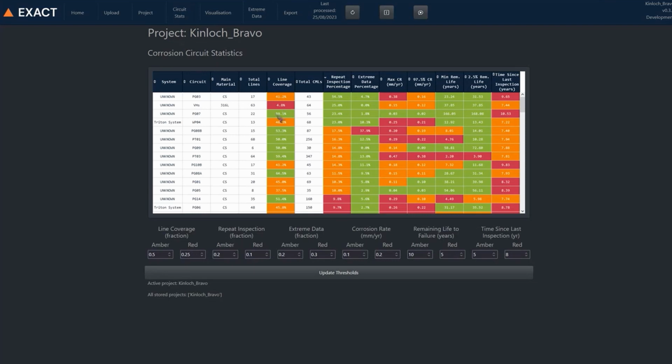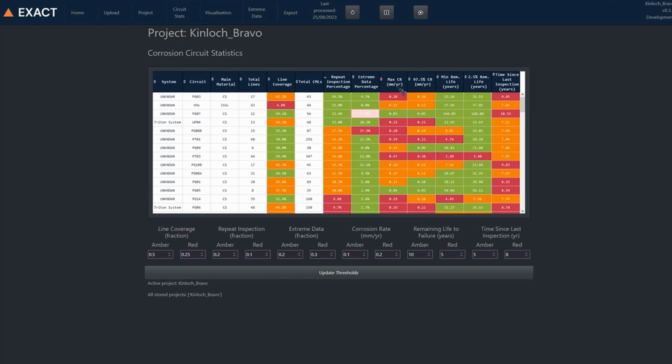So we've got more than 50% line coverage, which is most certainly sufficient. We've got approximately a quarter of test points re-inspected, which may seem low, but that's actually quite high in general, and it gives enough of an idea that we can start making some judgments on corrosion rates. We also have a very low 1.8% extreme data percentage, which, if you look at the number of CMLs here, means that there is 1 extreme data CML in the entire corrosion circuit.